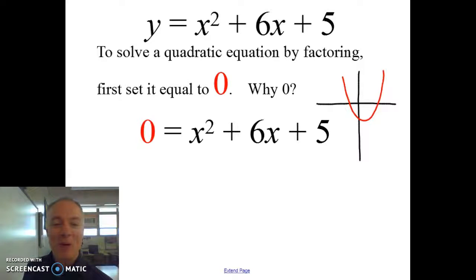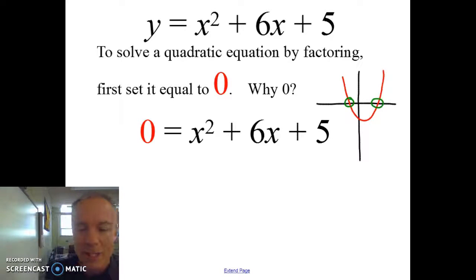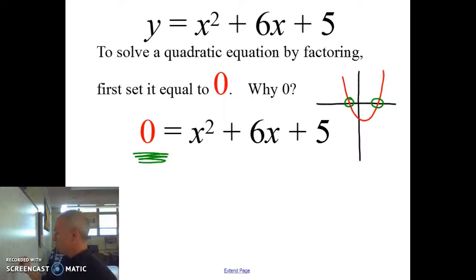y equals x squared plus 6x plus 5. So to solve a quadratic equation by factoring, you first got to set it equal to 0. Why does it have to be equal to 0? Remember we talked about that the zeros of the function, the roots of the function, or the x-intercepts are your solutions. And what is y equal to when you're intersecting the x-axis? y is equal to 0. So that's why we set it equal to 0.